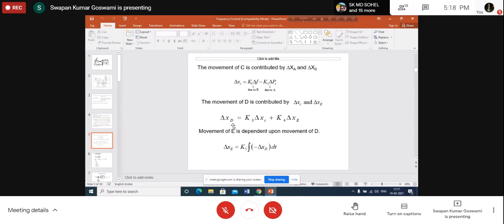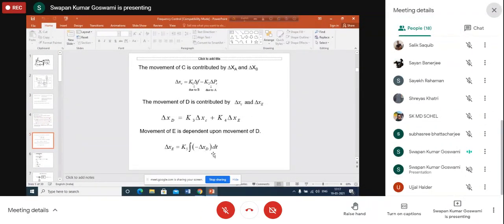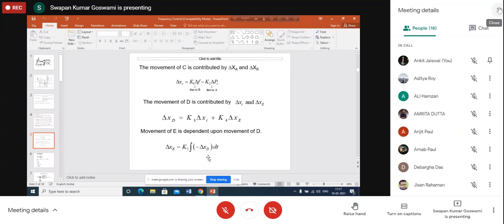Similarly, delta XD(s) we shall write equal to K3 delta XC(s) plus K4 delta XC(s). And delta XC(s) we shall write as K5 integration. What is the transform? If it is a derivative, you know how the transform is. If it is integration, what is the transform? It is 1 by s, so K5 by s, minus K5 by s delta XD(s). Is it all right? These are the equations that will be utilized.